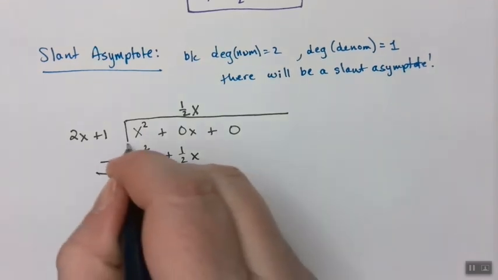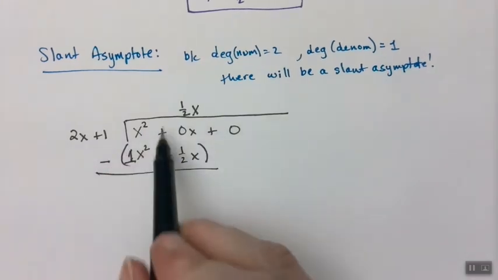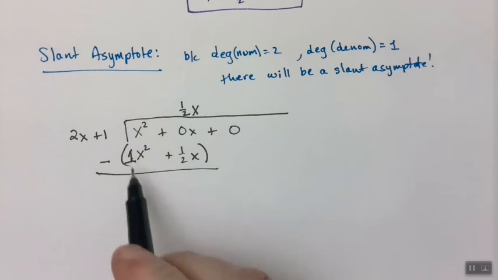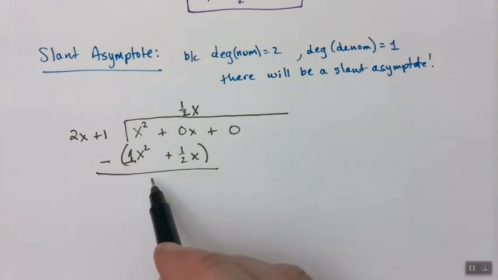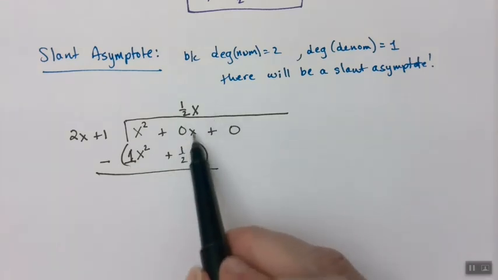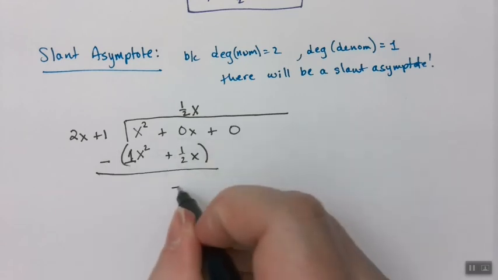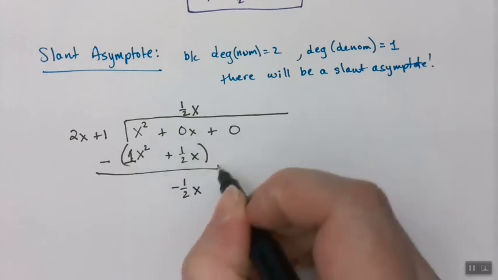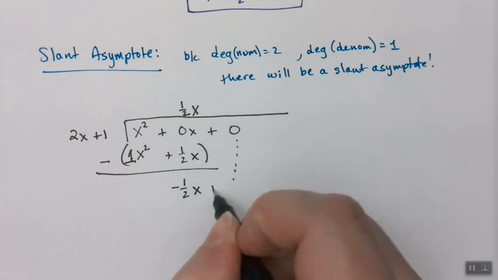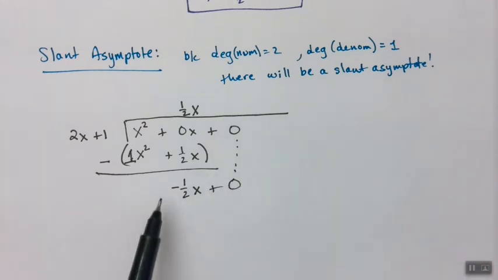Now we subtract that whole thing. So we take x squared away from x squared, which makes 0, which is what we wanted. That was our goal. So good. 0x take away a half x makes negative 1/2 x. Now I bring the 0 down for the constant term, and then I do it again.